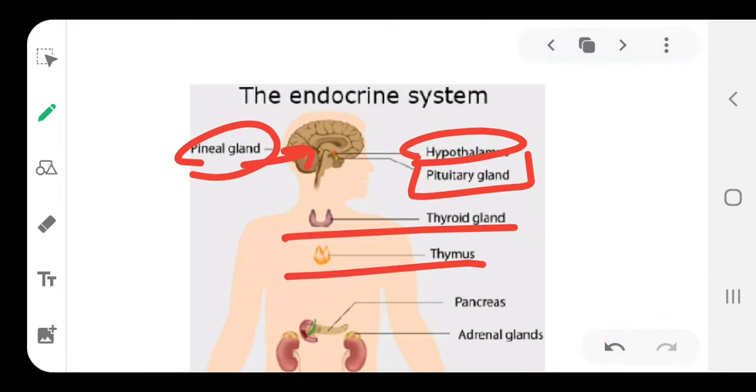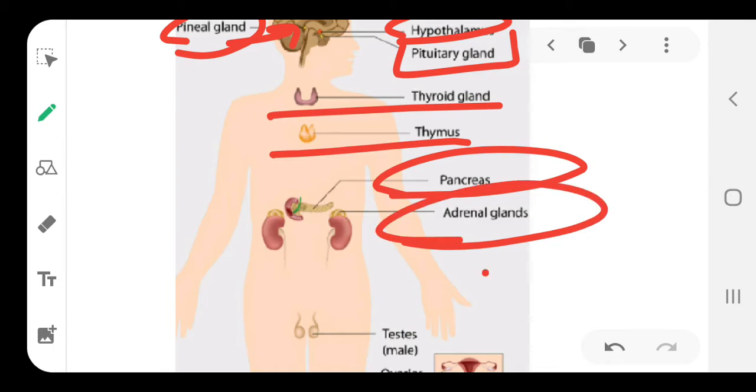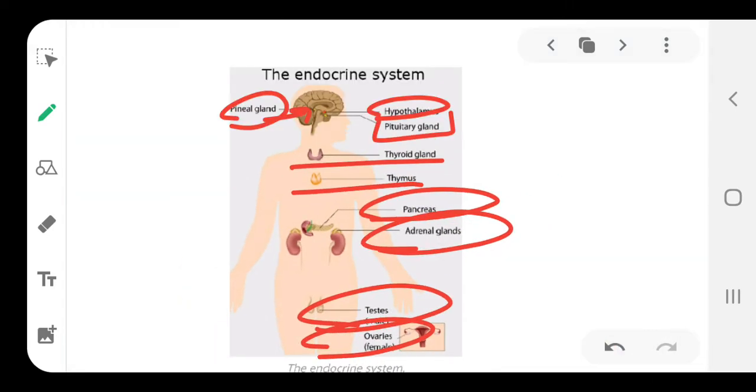So you must know the location of these glands in the body outline. Then the pancreas is near your stomach zone, then on the kidney we have the adrenal glands, and then we have the testes and ovaries for the reproductive cycles. So please locate these positions and put them in your mind for reference.